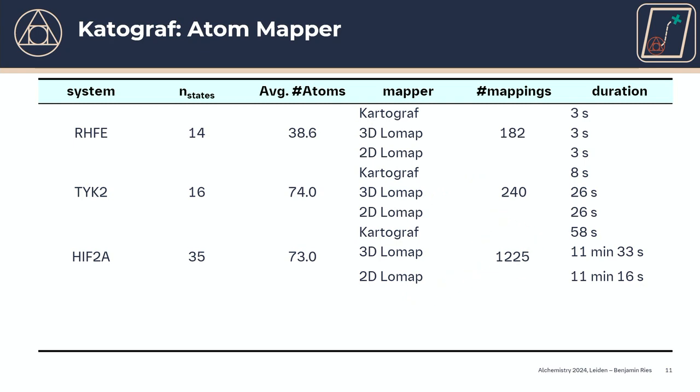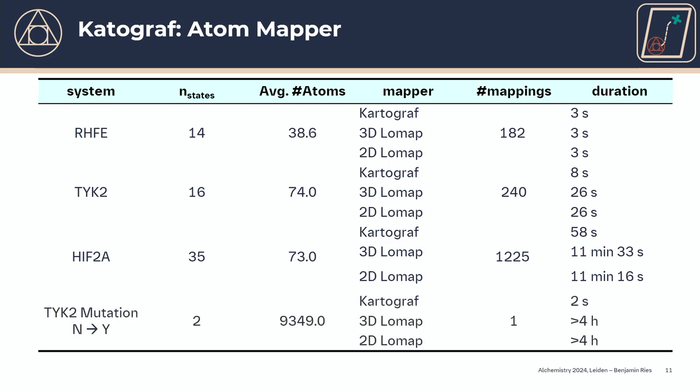And now we can go to more extreme cases, if we want. This is a TRIC2 mutation that we started. We just did one mutation, with a lot of atoms, of course, and the LowMap algorithms never converge because they were also not designed for this. This doesn't make sense with LowMap, actually. But Cartograph is able to do this one case in 2 seconds, which is, I think, quite impressive and might outline future usage of the atom map.